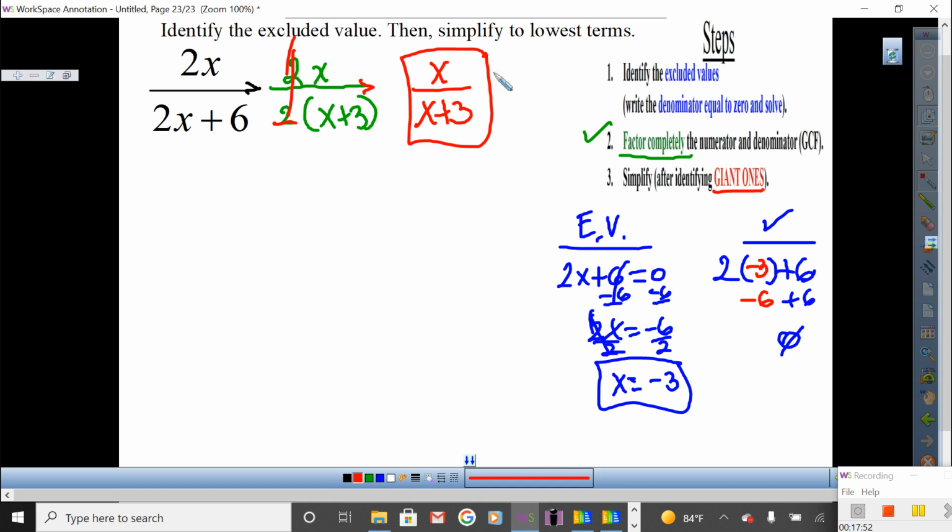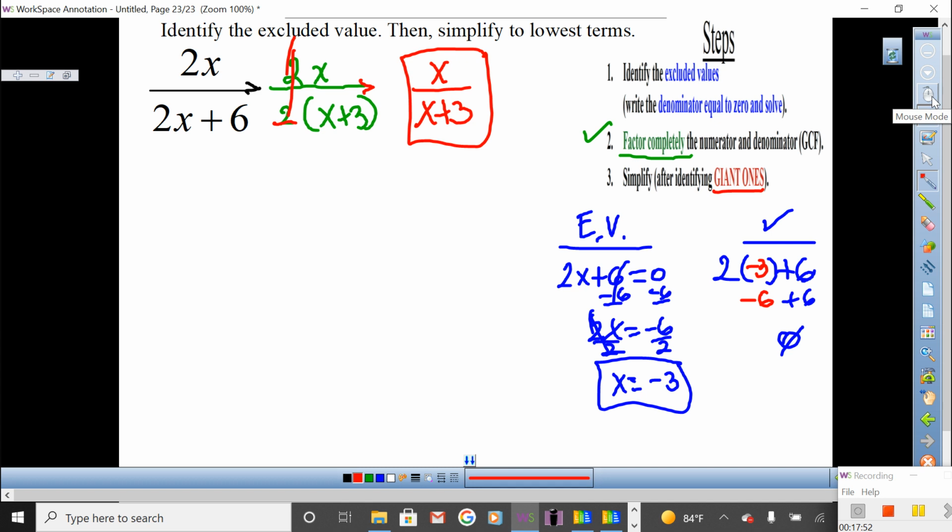Okay. So once again, on the home plate, some problems are going to say simplify. So does that mean that you're also going to do excluded values? No. And some problems are only going to ask you to find the excluded values. Are you going to simplify? No. They're just do whatever they're asking you to do. All right, let's do another one.